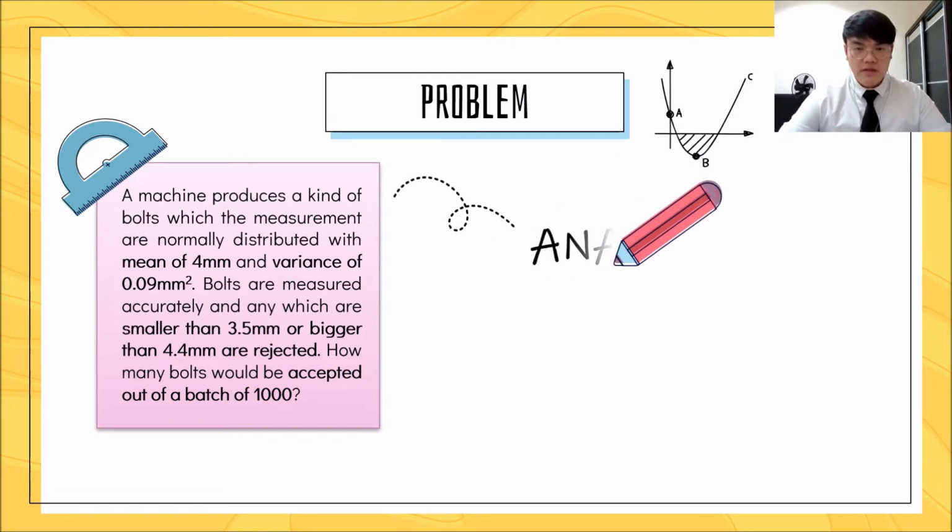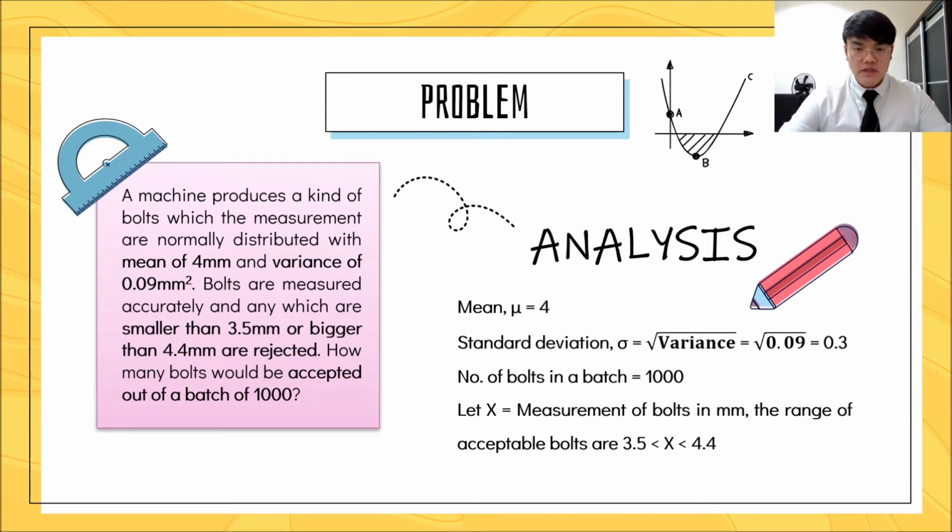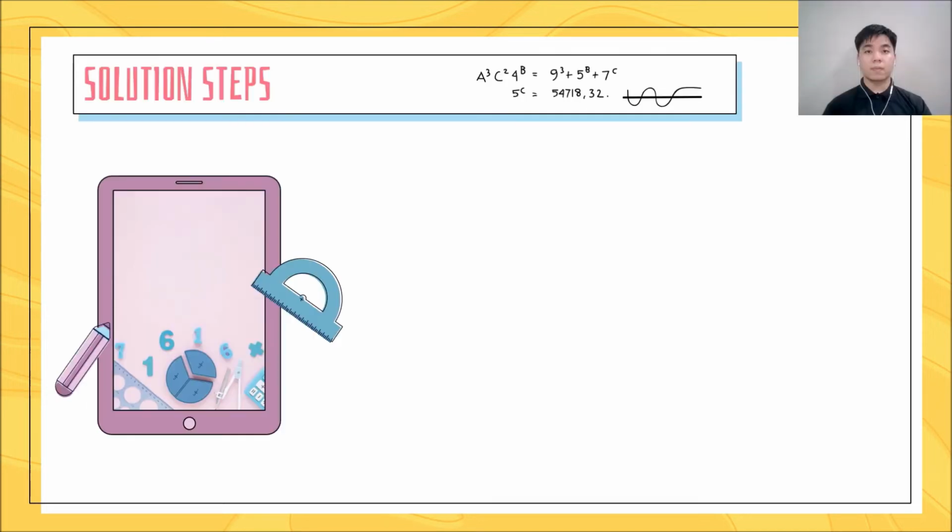So let's do some analysis. From the question, we know that the mean is equal to 4. The standard deviation, which is the square root of variance, is equal to 0.3. The number of bolts in a batch is 1000. And we assume that the variable capital S is the measurement of bolts in millimeters, so the range for accepted bolts is between 3.5 and 4.4. With the previous analysis, we can solve this problem.